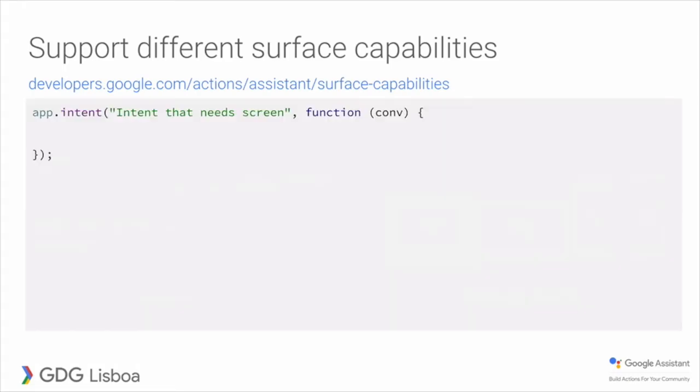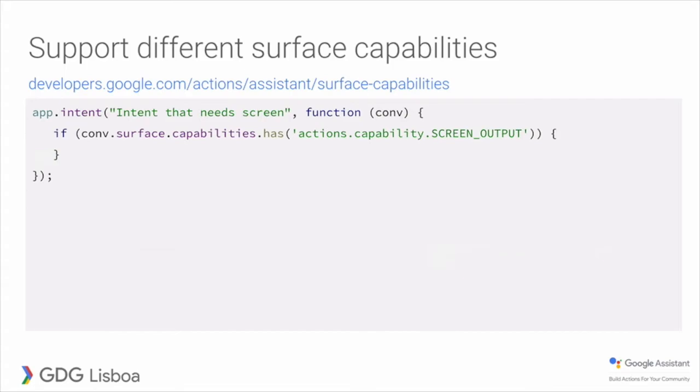How do we know what the user is using? So you can use the surface. So we're going to have an intent that needs a screen. And then we're going to check if that surface has the capability of a screen. So if this has a screen or not. If it does, well, we show our UI element. That's great. Or if it doesn't, you can either just respond with text like you've seen in the past, or maybe what you want to do is show that image. Maybe it's something really important. Maybe it's a link of something.